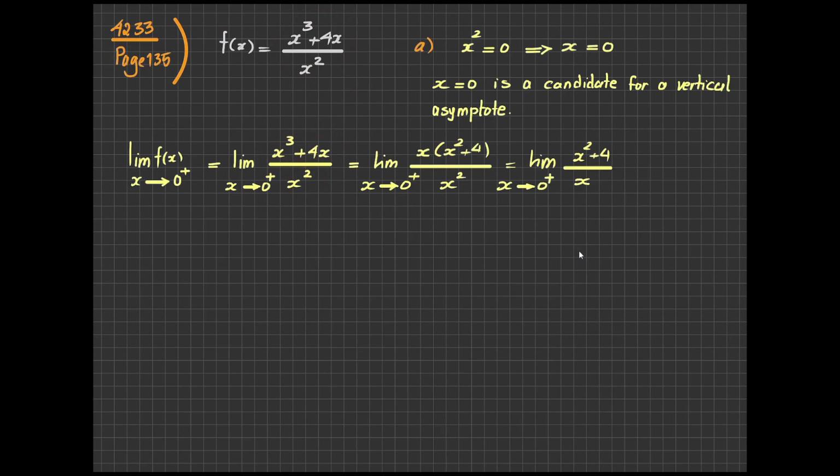Okay, what is the limit now? If I replace x by 0 again, this time the numerator becomes 4, but the denominator becomes negligible. So if I divide 4 by a negligible number, the answer becomes what? Plus infinity. So then you would say that x equals 0 is indeed a vertical asymptote.